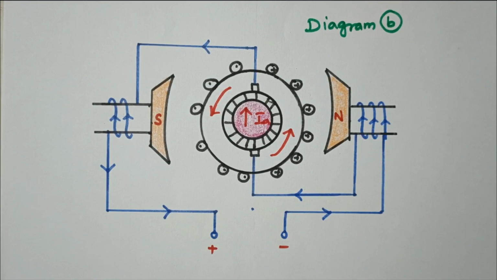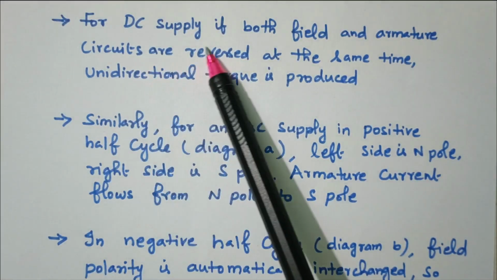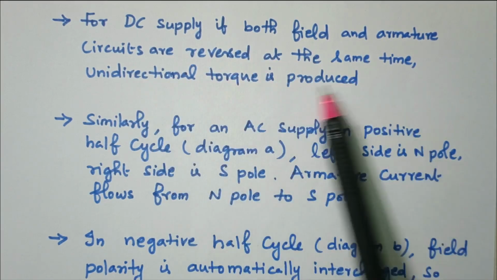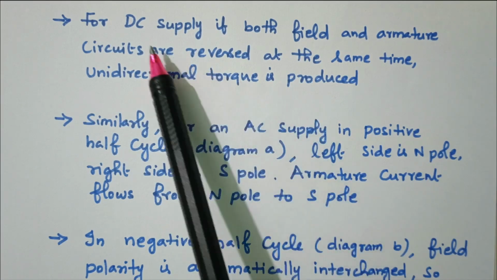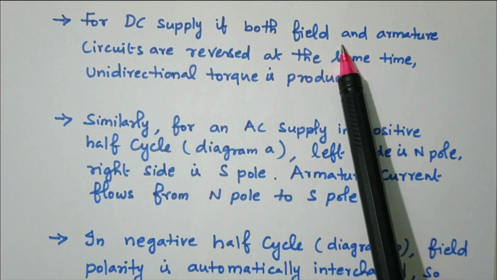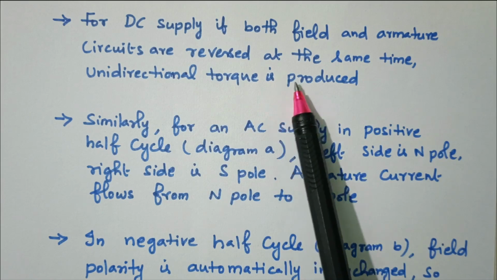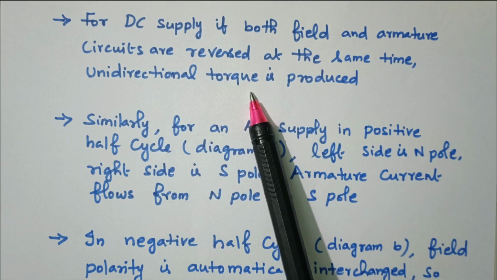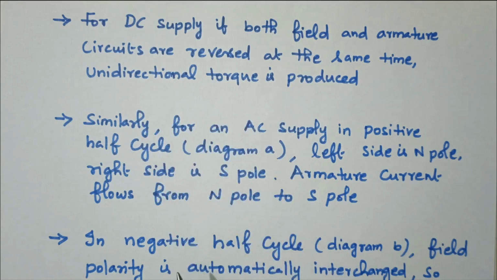Now we'll see the further detail. For DC supply, if both field and armature current reverse at the same time, unidirectional torque is produced. So if it is DC supply and you reverse the field winding and armature winding, the direction of current will be reversed, but we will get the unidirectional torque. That is the advantage of this motor. Whether it is reversed or forward, we always get the unidirectional torque.